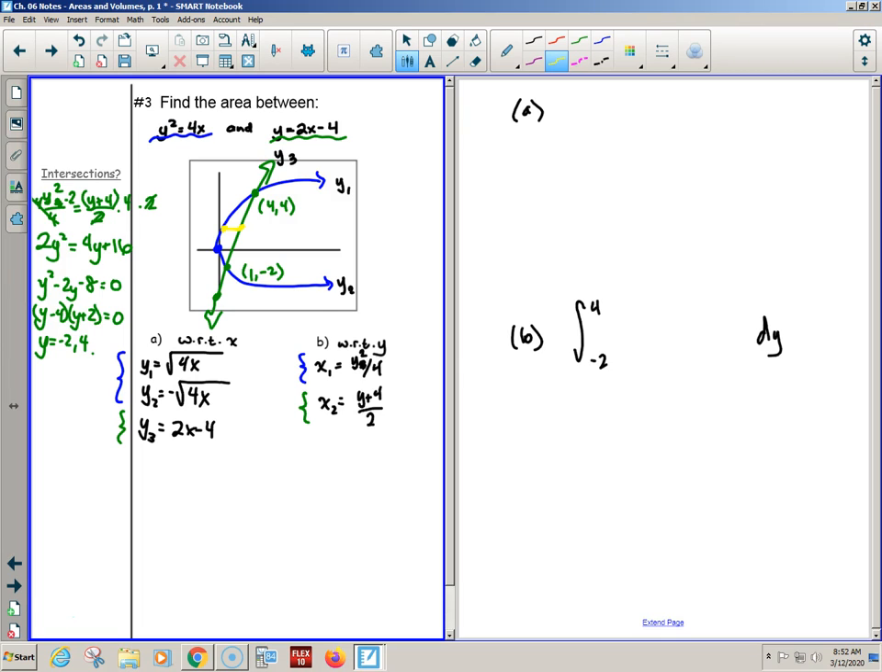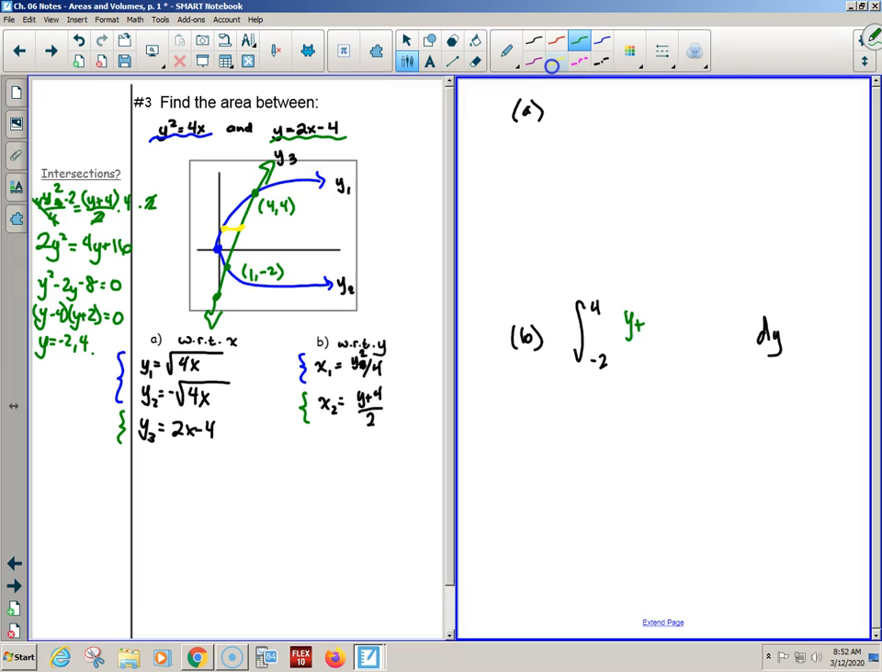I have green, which is my x2, which is y plus 4 all over 2, minus, would you guys put your brackets and have your proper notation and not let them steal any of the points? Minus y squared over 4. What's on the right, what's on the left? Got it.